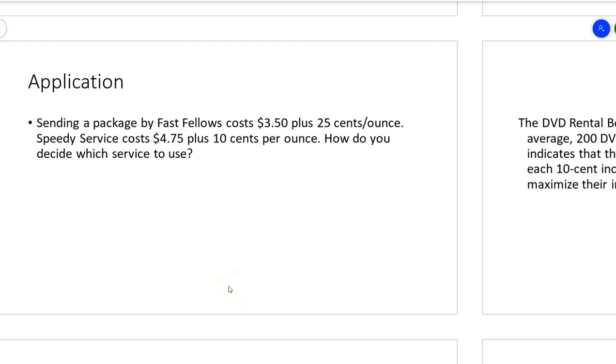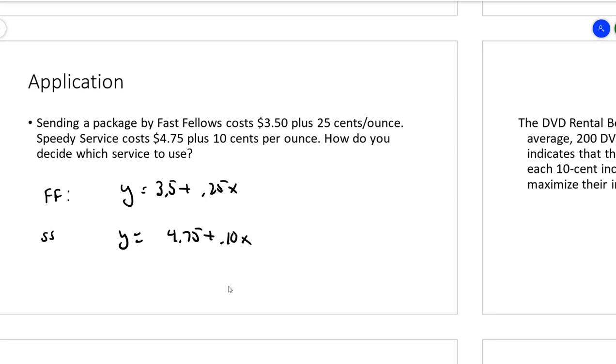All right, so let's set this up. I'm not going to solve the whole thing, but the first one, they call it Fast Fellows and Speedy Service. So Fast Fellows charges $3.50 plus a quarter per ounce. Speedy Service charges $4.75 plus 10 cents per ounce.